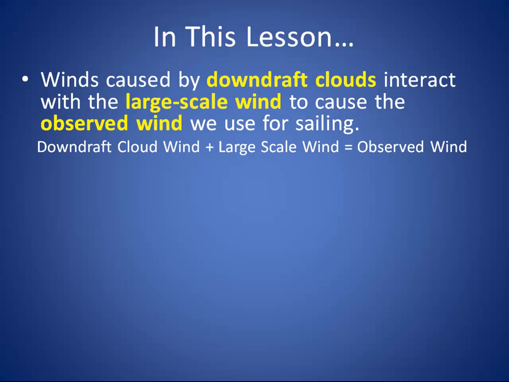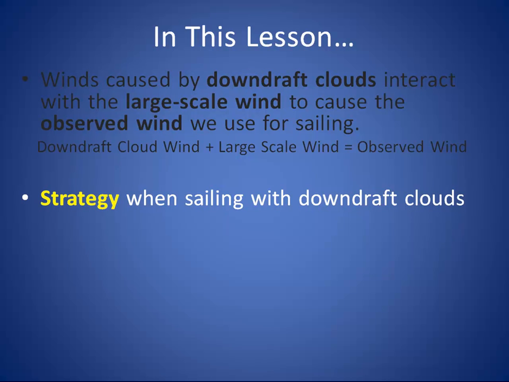So, as I mentioned, in this lesson, we're going to look at the winds caused by downdraft clouds, and we're going to learn how these winds interact with the large-scale wind to cause the observed wind that we sail in. So basically, the idea is that the wind from the downdraft cloud plus the large-scale wind is going to equal the observed wind we use for sailing. And this will play into some strategy you can use while sailing near downdraft clouds.